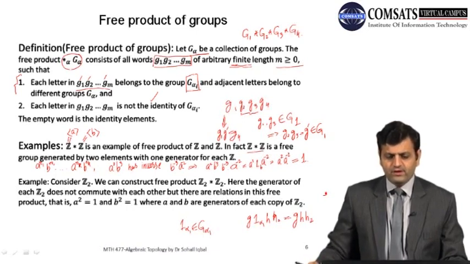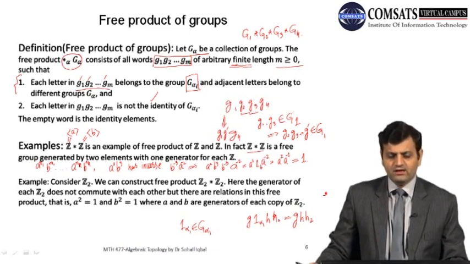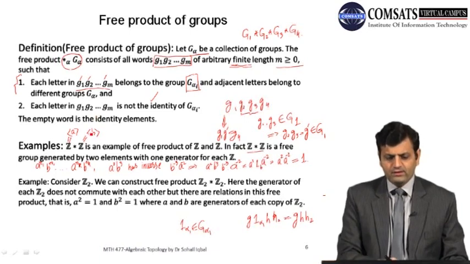Okay, so that's what free product means. The free product of Z with itself is basically the set of all words in a and b, with no consecutive elements from the same group, and no appearance of the identity, because if there is an identity, you just delete it. Okay, so this was an example of a free product of two free groups.